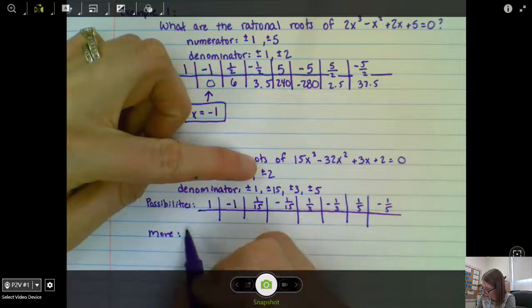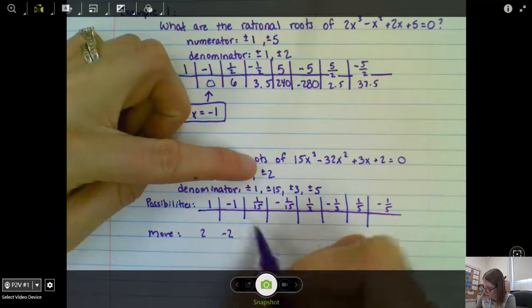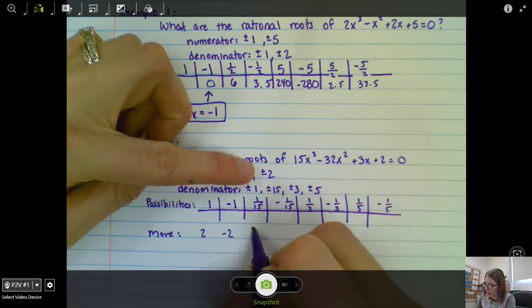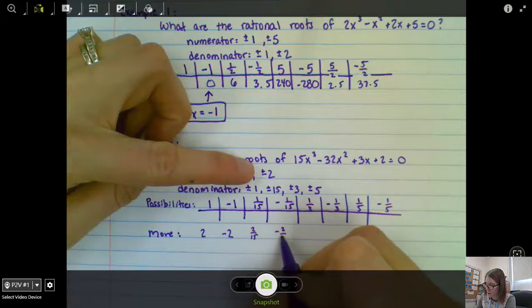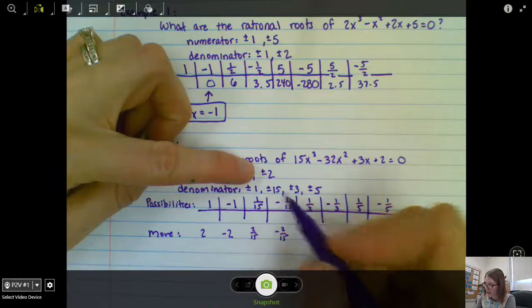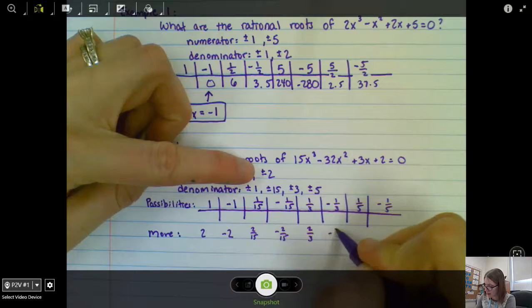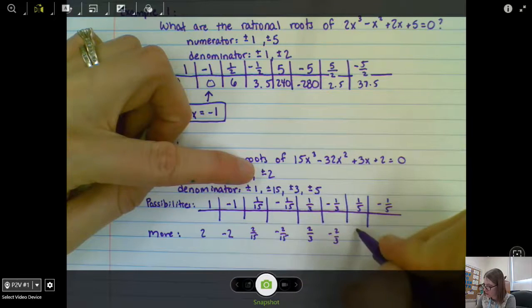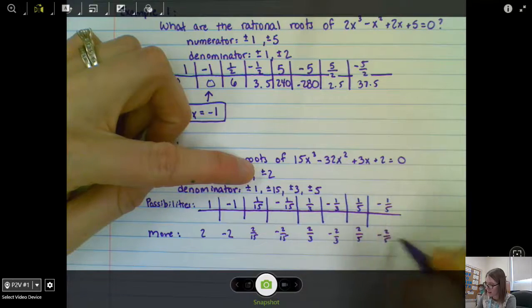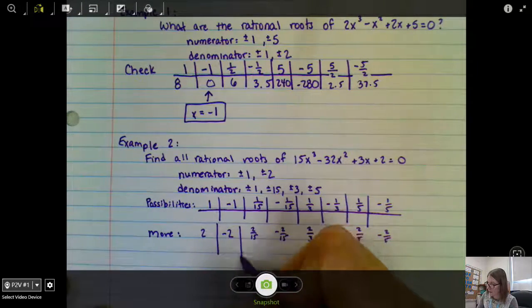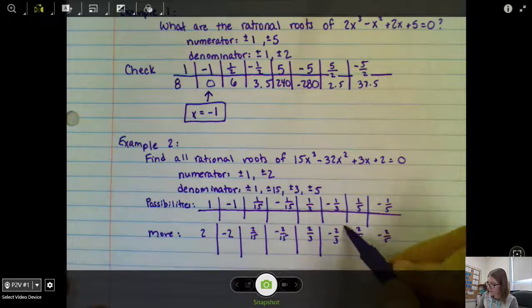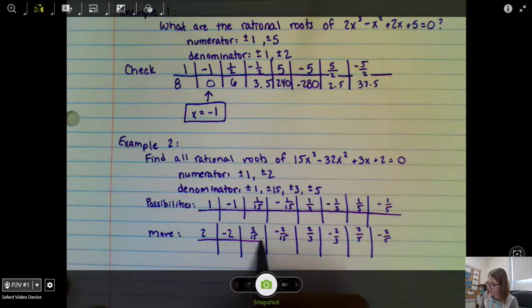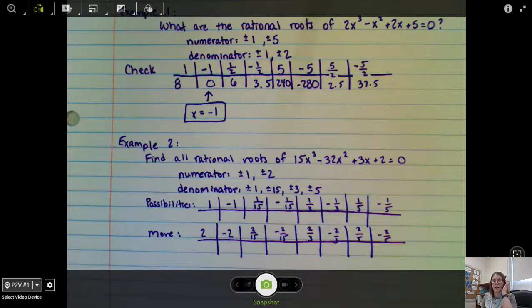More of our possibilities, we could have 2 over 1, or negative 2 over 1, 2/15, or negative 2/15, 2/3, or negative 2/3, 2/5, or negative 2/5. A lot of possibilities that we have to check here. Now, if you don't necessarily want to keep plugging all of these into your calculator, I'll show you guys a shortcut.